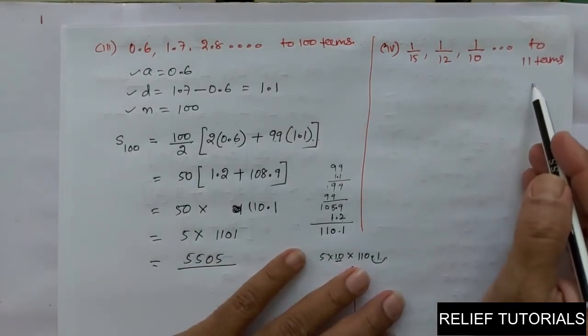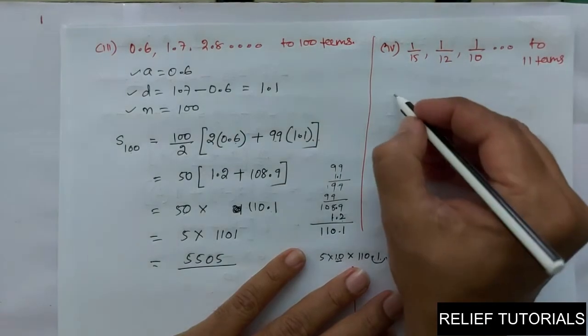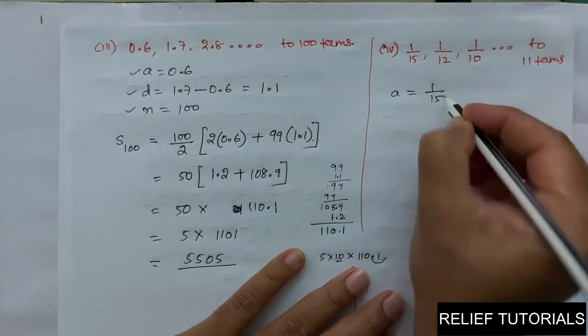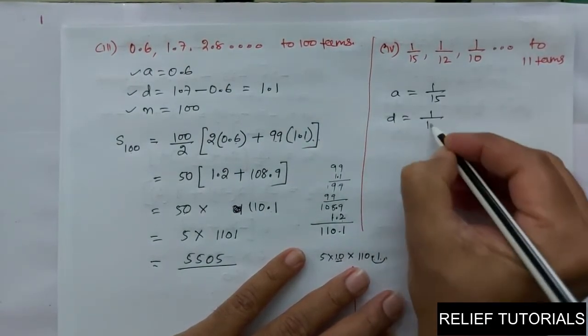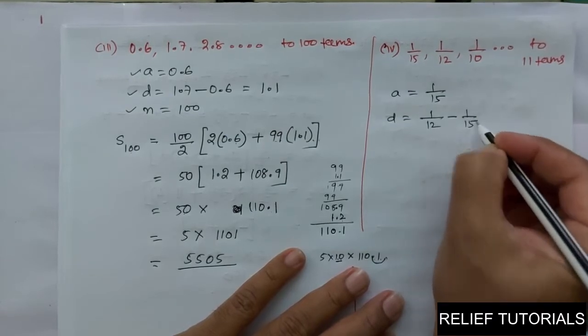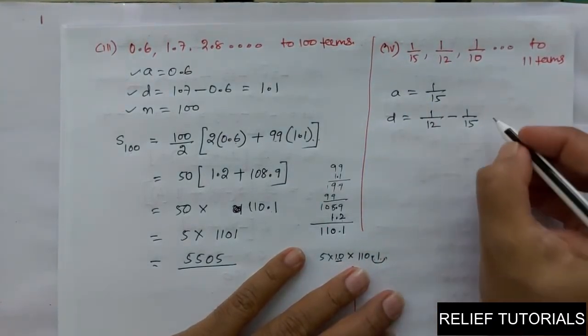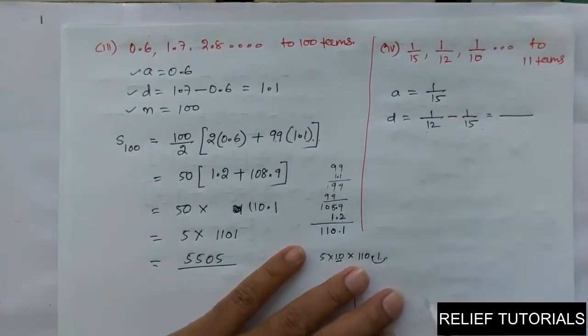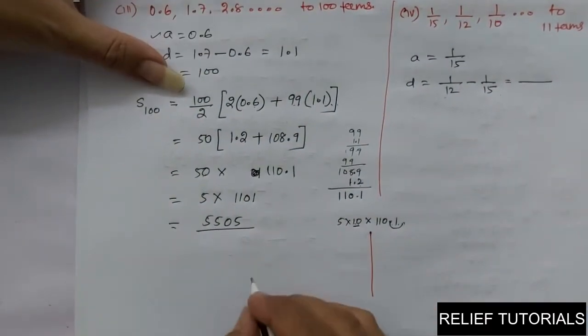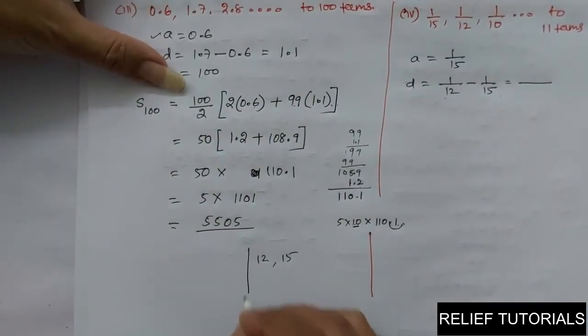So the last term is not given, so we will use formula number 2. Here a is equal to 1/15, and the difference is equal to T2 minus T1. So now you will take the LCM of 12 and 15. You know how to take the LCM of 12 and 15.